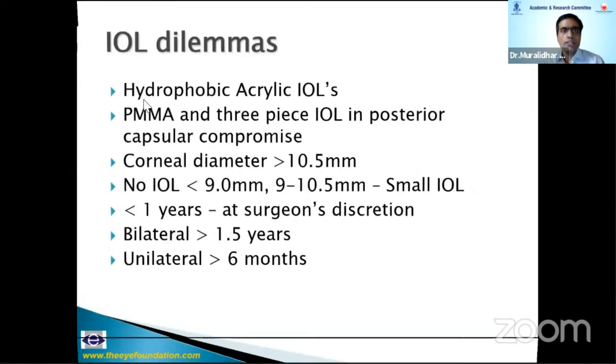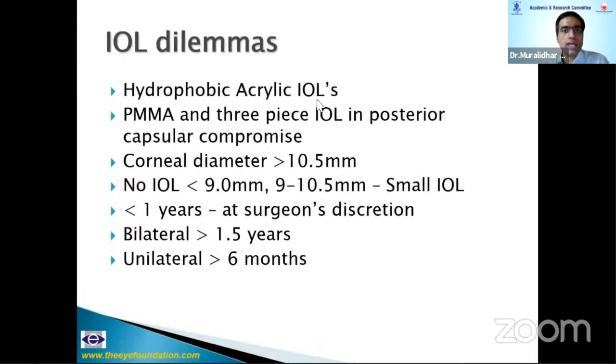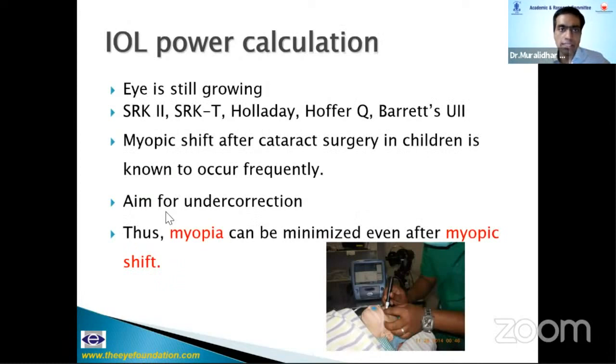Hydrophobic acrylic IOLs are the IOLs of choice. And the adult size IOLs can be used if the white to white diameter is more than 10.5 millimeter. I would not put in an IOL if the white to white corneal diameter is less than 9 millimeter. For bilateral cataracts, the age of IOL implantation is above 1 to 1.5 years. It was 1.5 years. Now, progressively, we are also implanting in 1 year olds. And for unilateral cataracts, more than 6 months. This is my guideline.